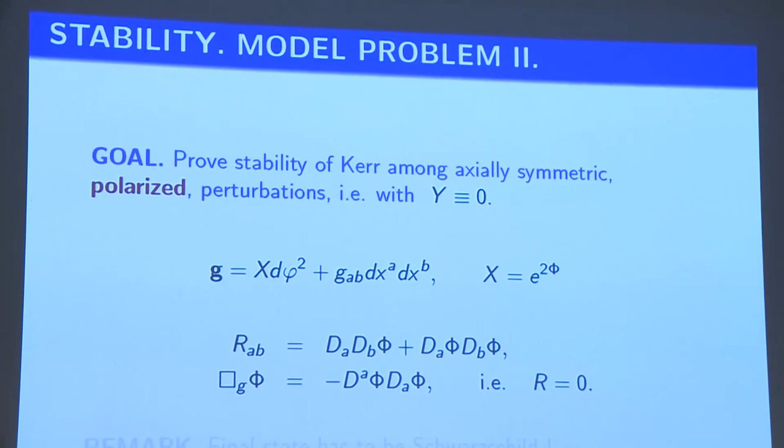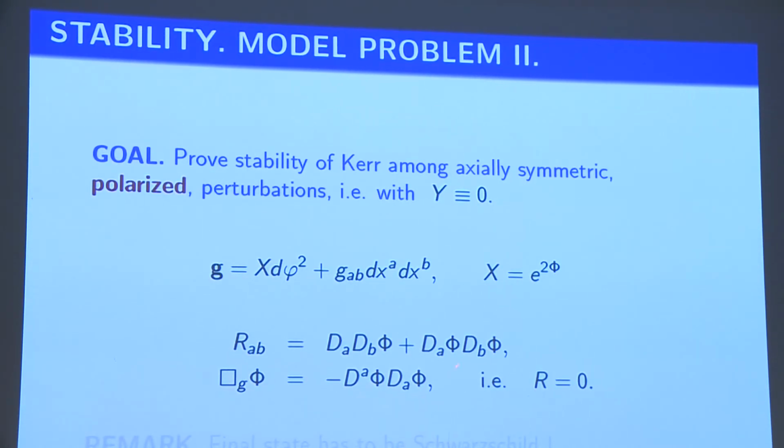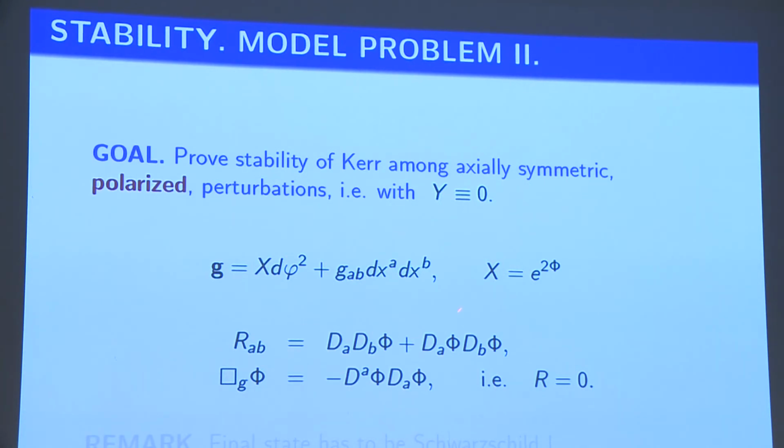So let me go back to model problem number 2, which is work in progress with Jeremy Szeftel. So this is a system that you want to study. You are looking for metrics of this form. So the derivative with respect to phi, ∂phi, is exactly the Killing vector field. So x is independent of phi, and the metric g is independent of phi, right? And you have this nice reduction. And the equations really look like this. So these are the 2+1 dimensional equations.